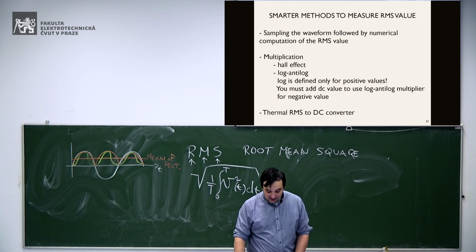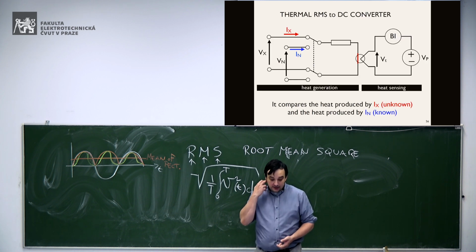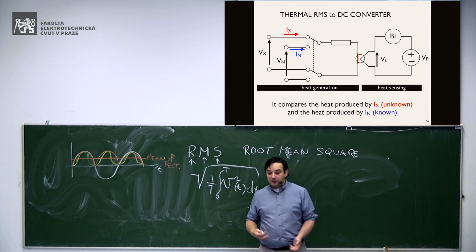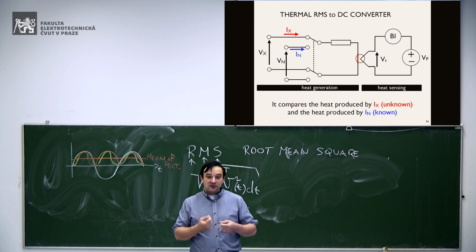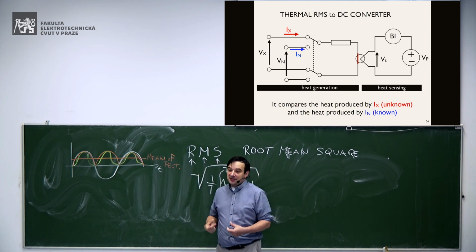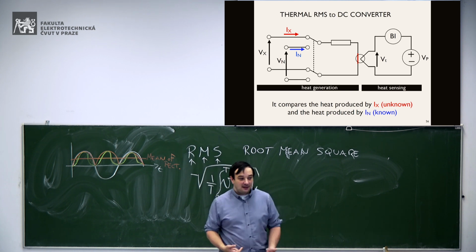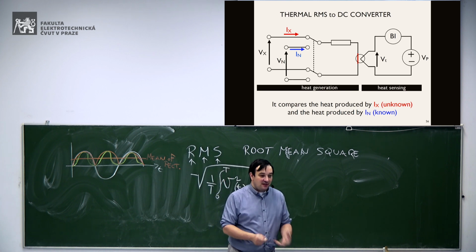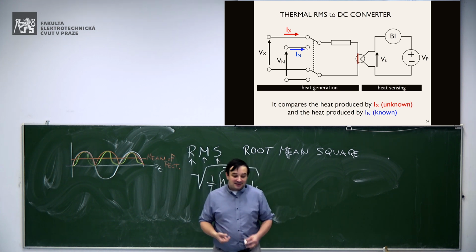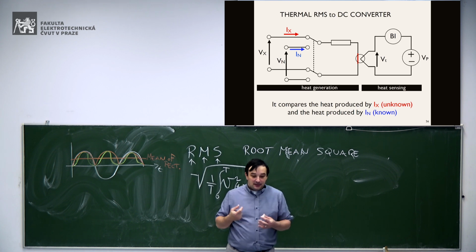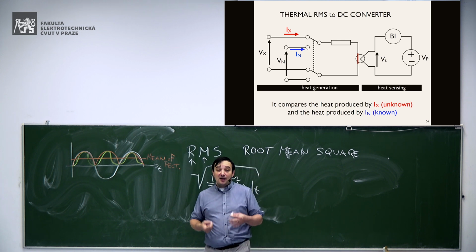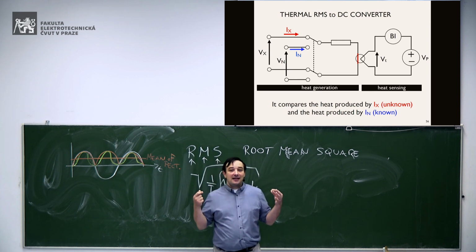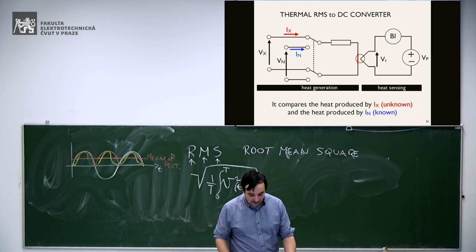A very important topic is the thermal RMS to DC converter. Why? Because, as I told you, the RMS value is strictly related to the concept of work. The RMS value tells you how much work is done by that signal if you use that signal to power something. So let's use the very basic definition of RMS value. Let's use a signal to create a work. In this case, a thermal work, heat.